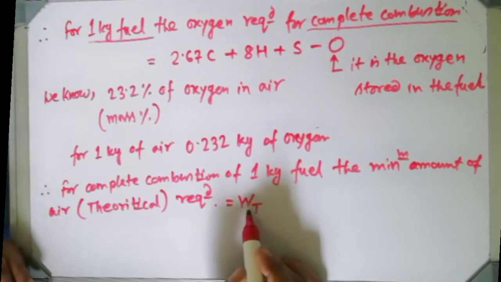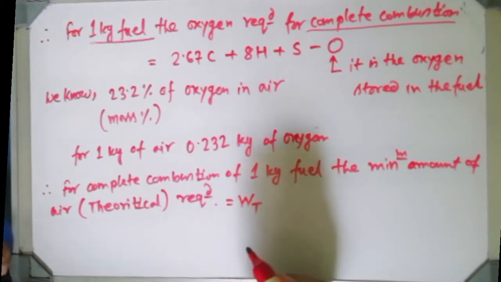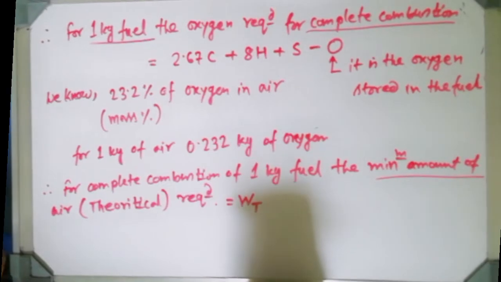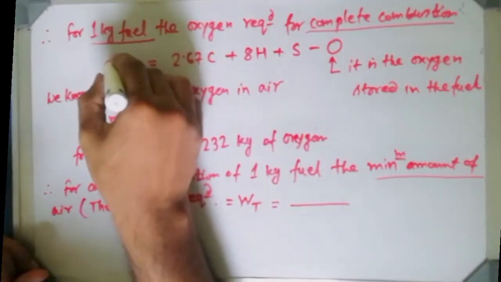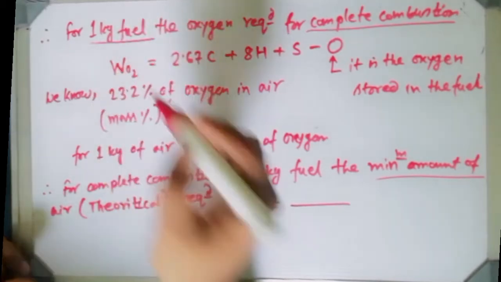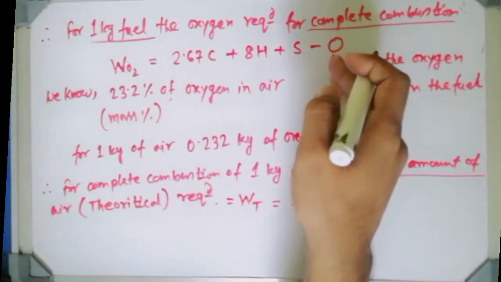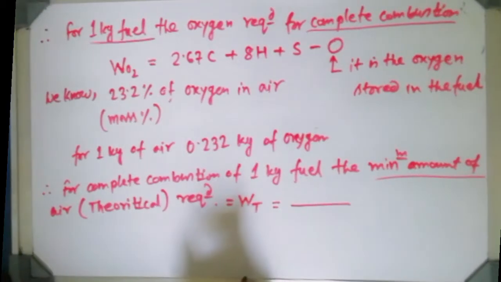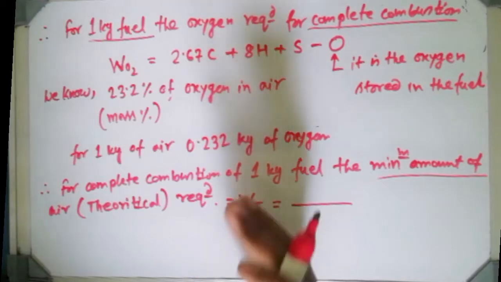What should we name this expression? Let's call it WO2. WO2 means weight of oxygen. This amount of oxygen is required for complete combustion of 1 kg of fuel. Now, using the simple childhood unitary method, if 0.232 kg oxygen is available from 1 kg of air, then this amount of oxygen will be available from what amount of air?